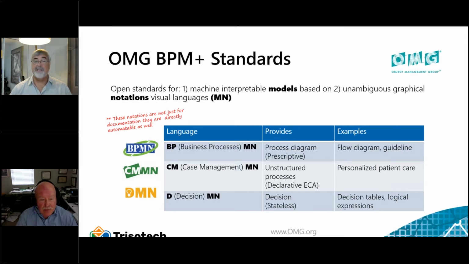All three of these standards have a couple of things in common. They're both human readable and machine interpretable. They are very visual and simple to understand by subject matter experts. And more importantly, this is really a drawing that you can execute. It is the code. So the drawing is the code itself.